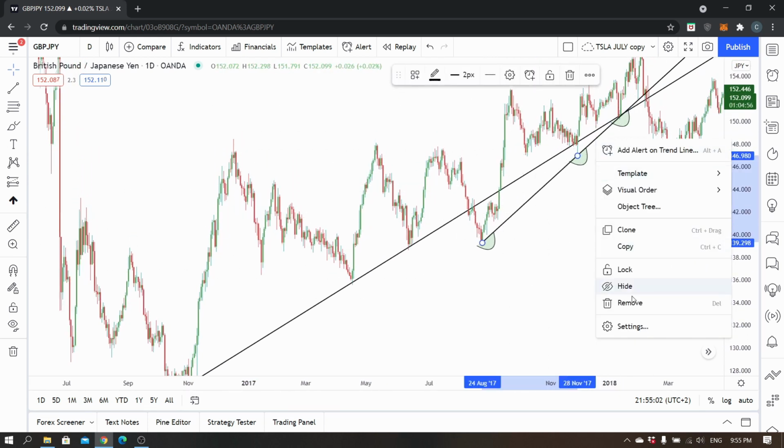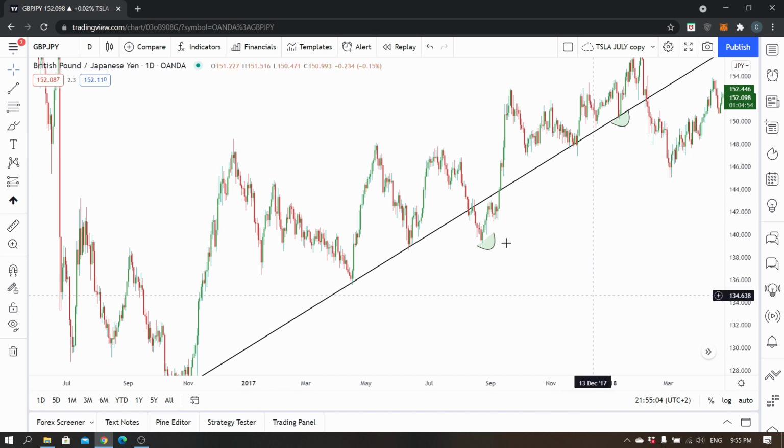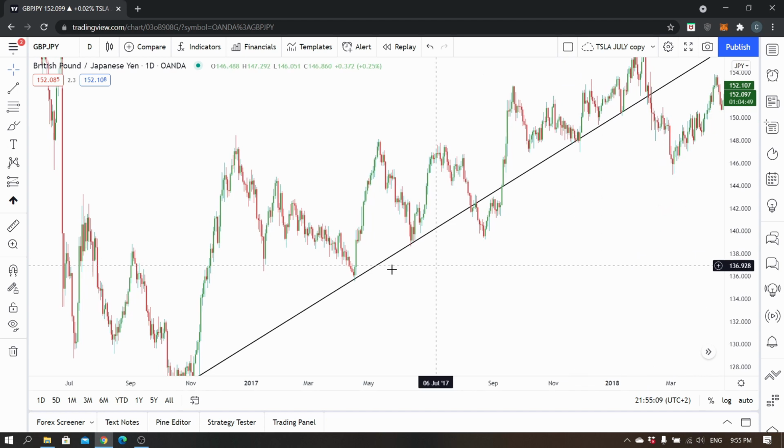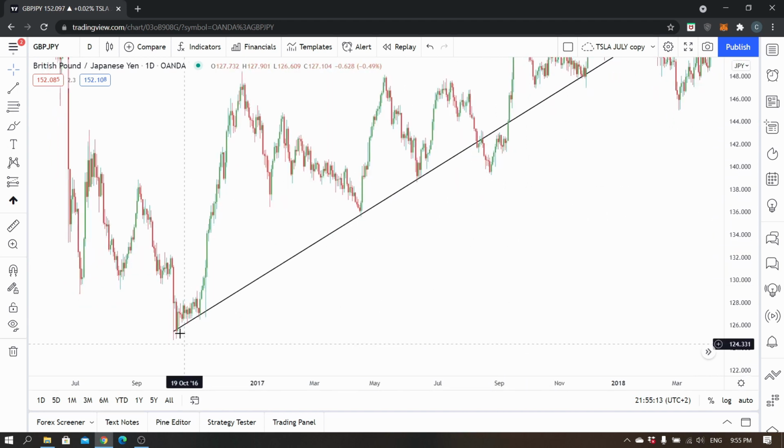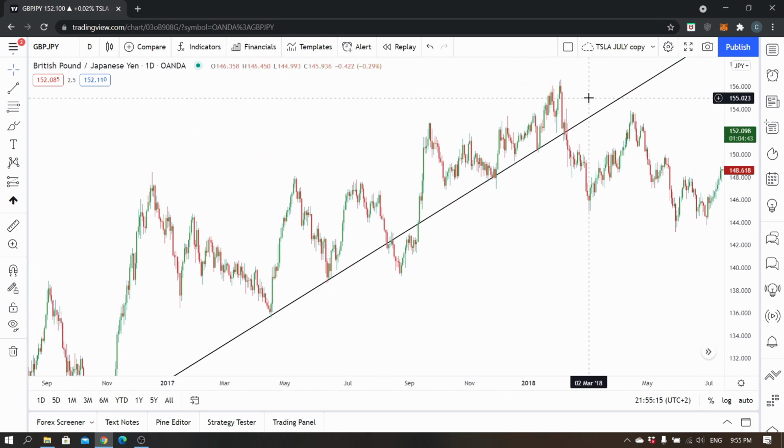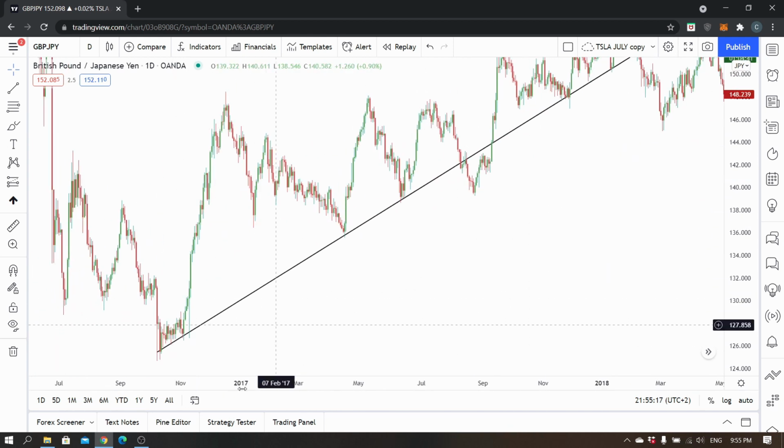So let's delete that. That was just an example. And they see that the trend line overall goes this way. I mean, a small fake out they would call this, but overall they would not draw it very well on the wicks, but just like this.